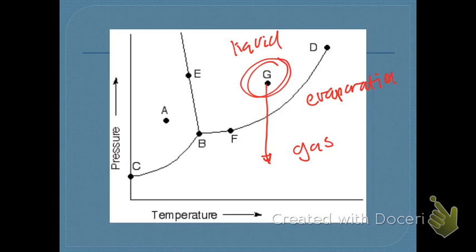Now, if temperature was lowered, we would go from this point right here to this point over here, and therefore it's going from a liquid to a solid state, and therefore freezing is occurring.